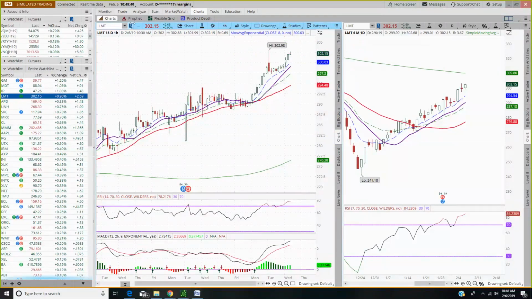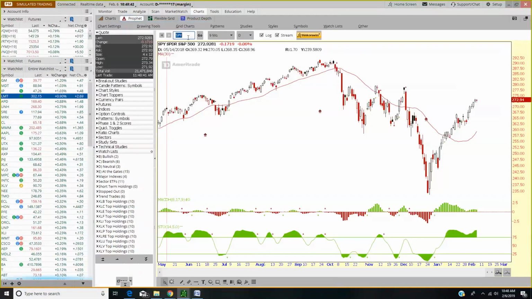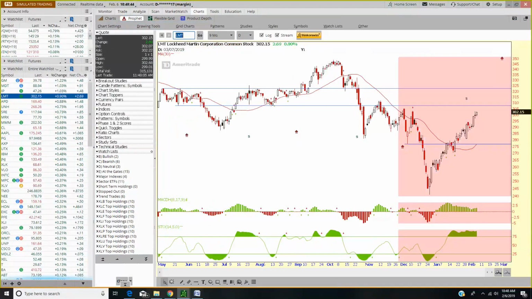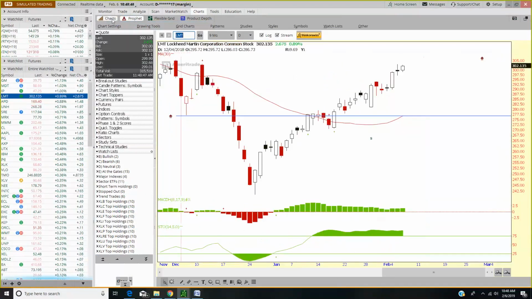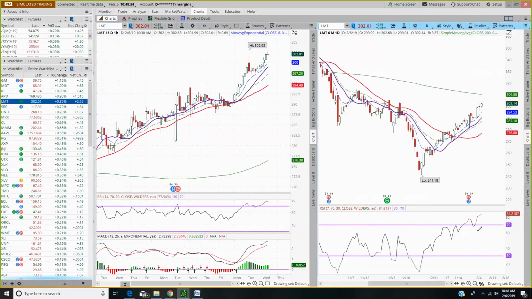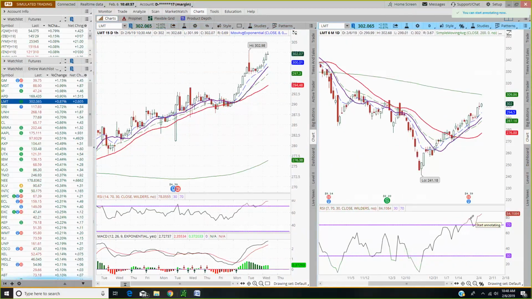I think LMT is Lockheed Martin. Isn't that Lockheed Martin? LMT? Lockheed Martin. And look at the chart. It's like a rocket ship. Okay? This is the picture you guys need to engrave in your brain. And how do we come to that conclusion? Very simple. We came to that conclusion because it was in the zone on the daily chart.